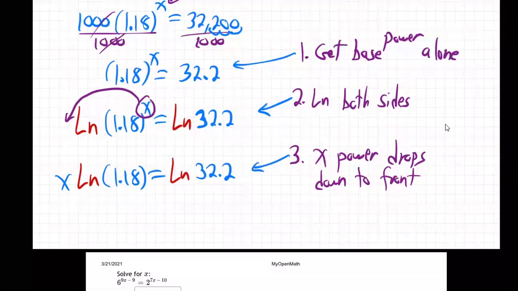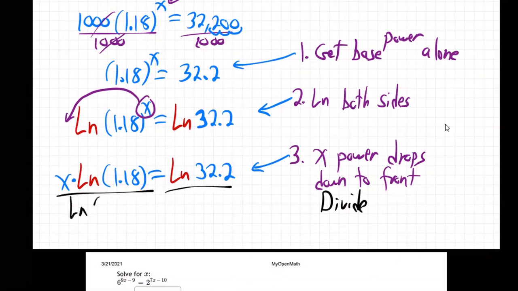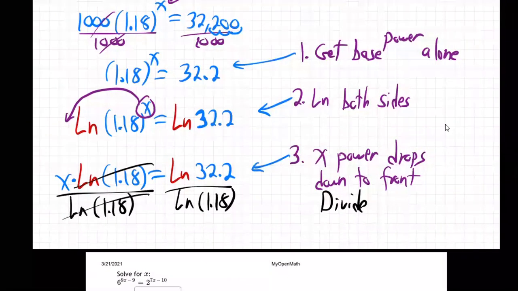Now it's cake. Why is it cake? Because now the x is just multiplied. Now that the x is out of the power, this is an easy question because it's just multiplication, right? This just means x times it. So now we can just divide both sides by the ln of 1.18. No big deal. Once that x is out of the power, it's not powerful anymore. It's just multiplying. So it's an easy question, and x equals, and then just hit the buttons on your calculator.